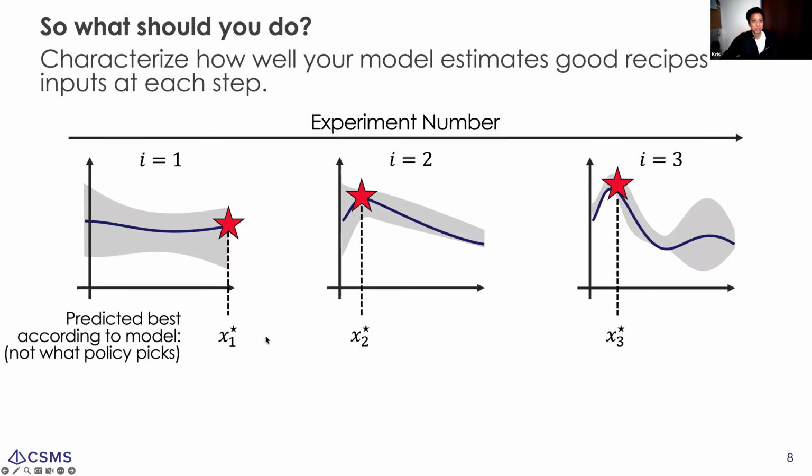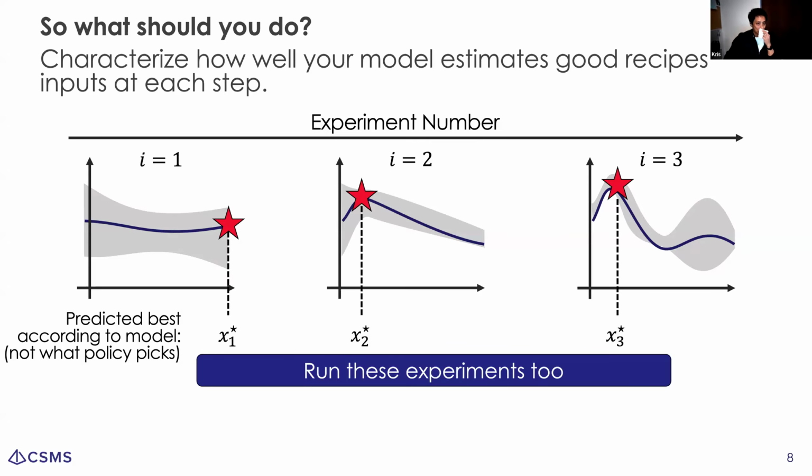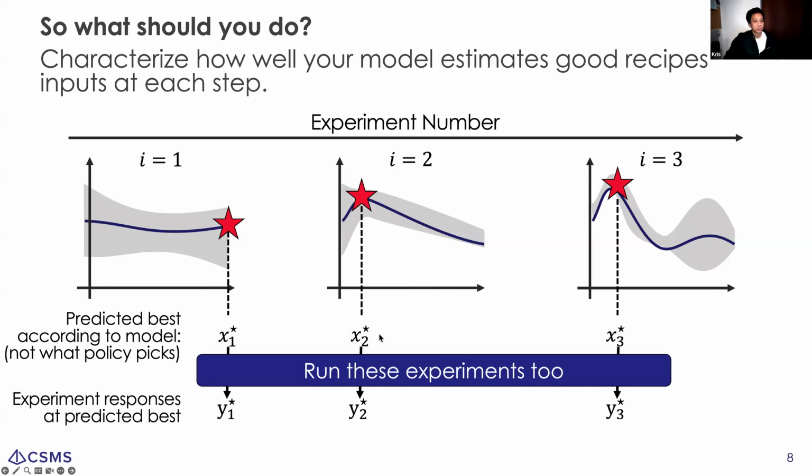So you have this collection of experiments that we did not run during the actual campaign. The experiments we ran during the campaign were selected by the policy, the balance between exploration and exploitation. These are different experiments. These are what the model thinks is the best at each step. And then you just run these experiments. You say, okay, now how good are these predictions of the best? So you'll get responses at these inputs.